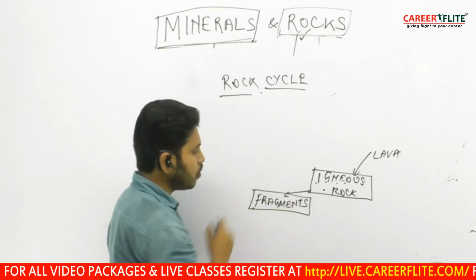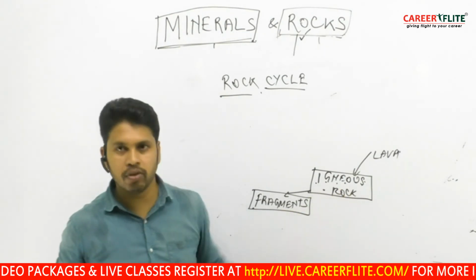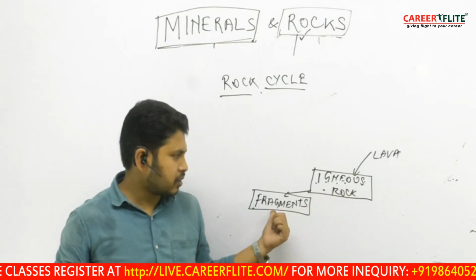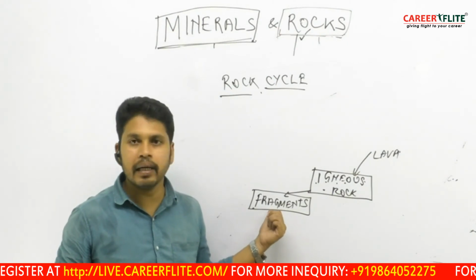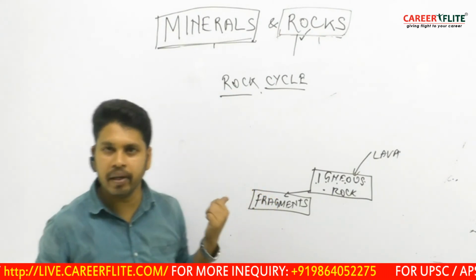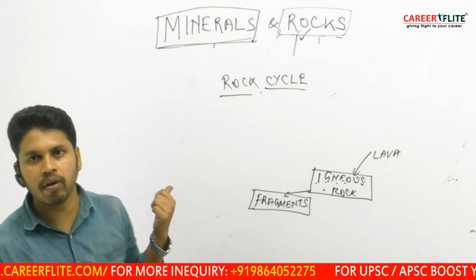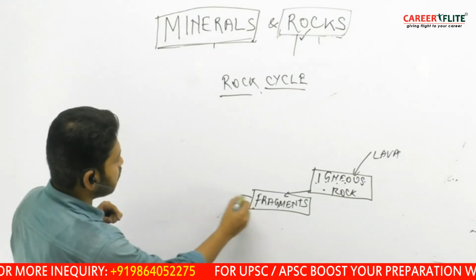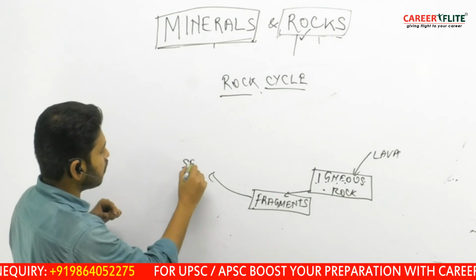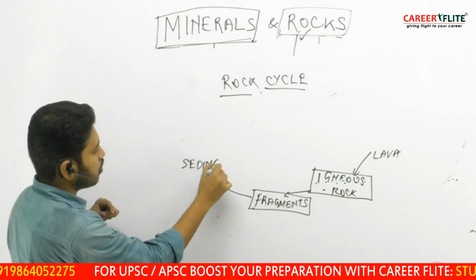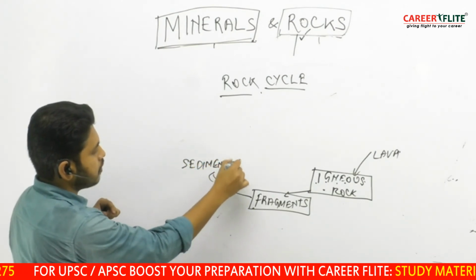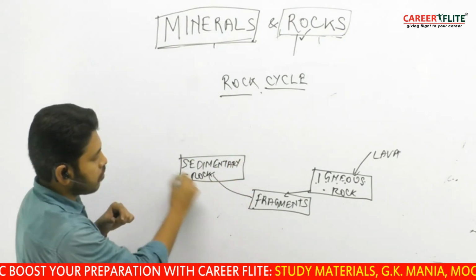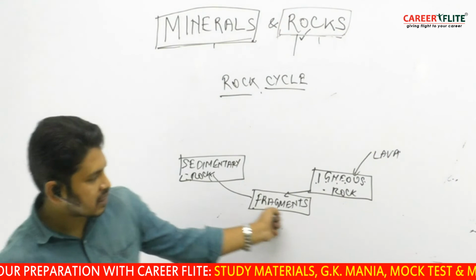So fragments will form from where? From this igneous rock. It will get fragmented mechanically. These fragments can get deposited in some other place, and through the process of lithification, they will get compact and may form a sedimentary rock. A new sedimentary rock has formed. What is the source? The fragments have come from igneous rock.